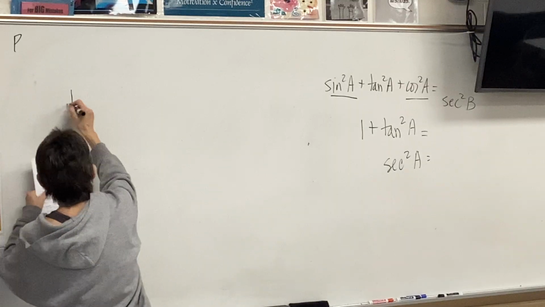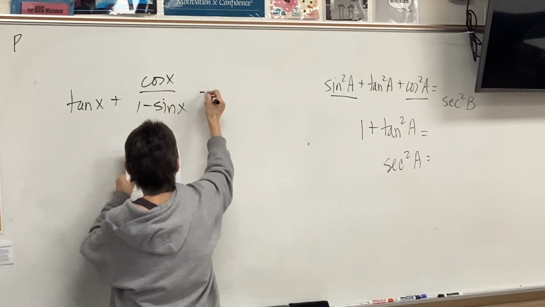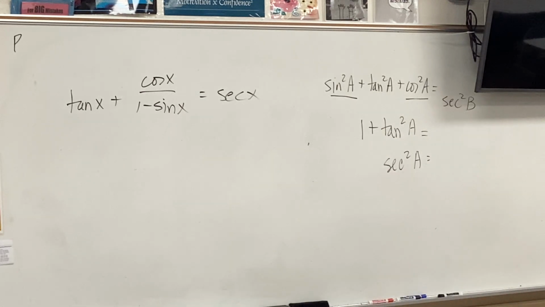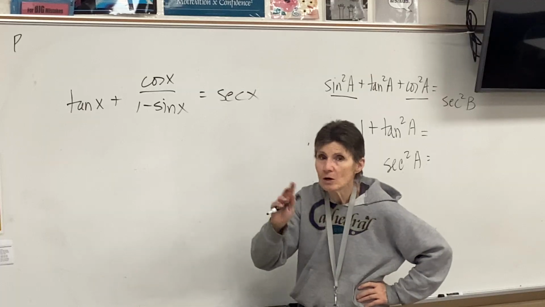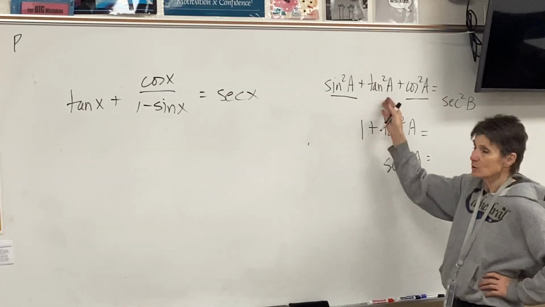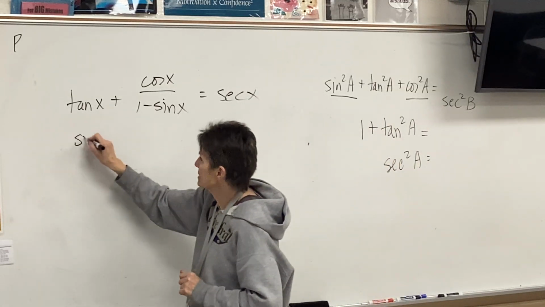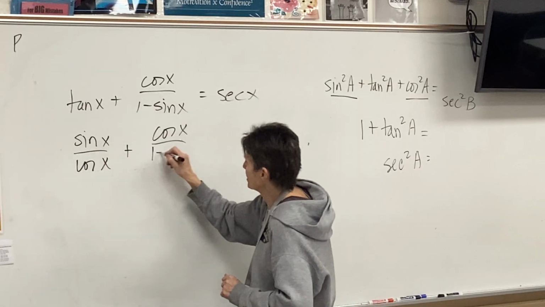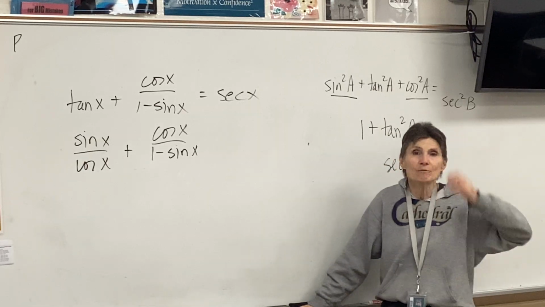All right, one more. We've got tangent plus cosine over 1 minus sine, and that's supposed to equal secant. Okay, this is a mess. Again, I wish we were together. I'm hoping you're thinking, there's no sine squared and cosine squared and 1 plus tan. None of that's going on in this problem. So I'm just going to change that tangent into sine over cosine. Please don't try anything tricky with 1 minus sine. It's not squared, and if it's not squared, you don't have an identity for it.